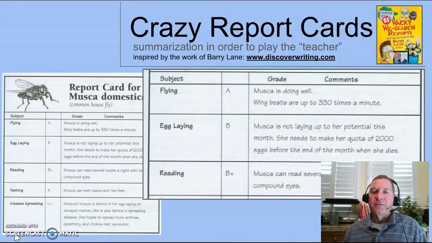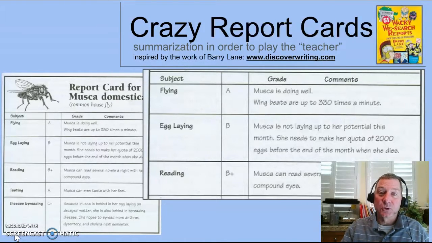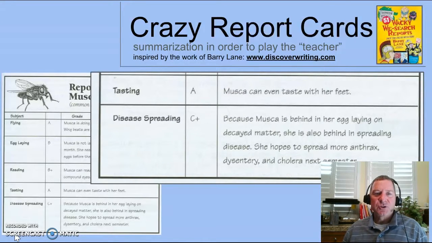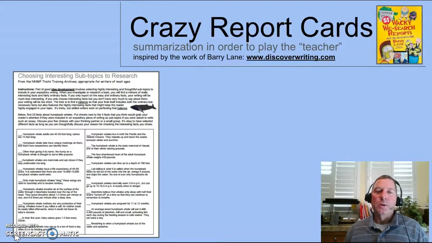You'll see that they got a grade for egg laying. They got a grade for reading. If you look at those comments, which I encourage you to do, you'll notice that they have facts embedded in them, facts that were learned by the students in doing their research. This is the bottom half of the report card. Disease spreading, she's only getting a C+ in disease spreading, but there's some good facts in there that the students have taken from the research, and they've created this report card.